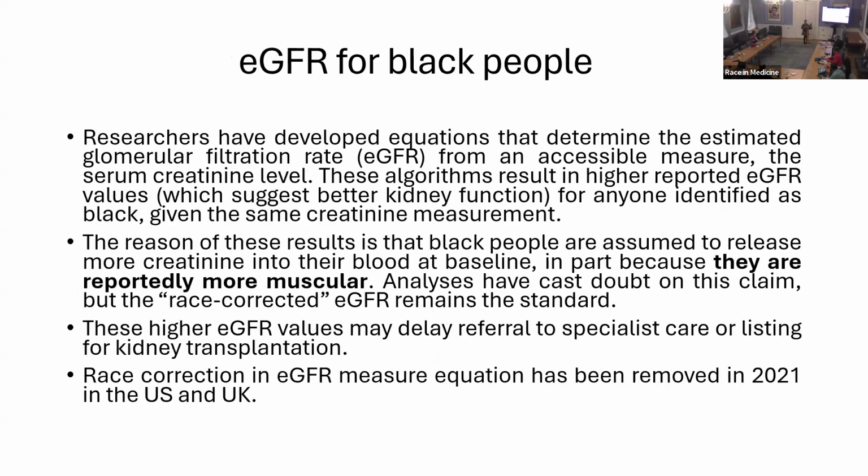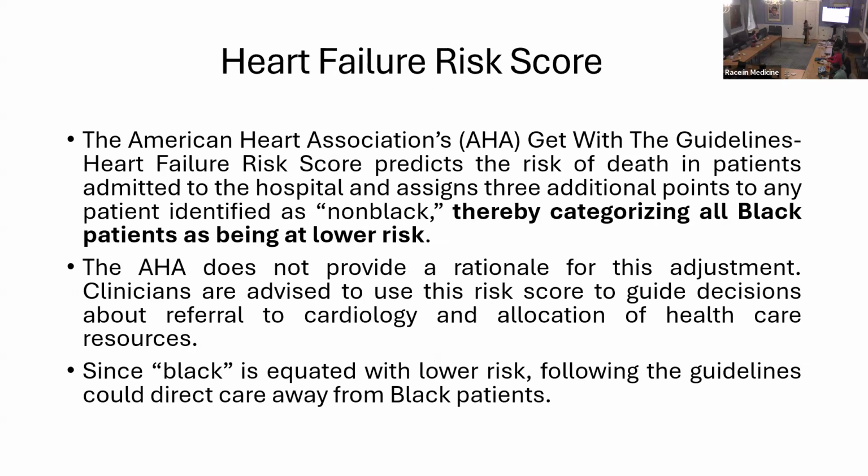Yesterday, Azita told us about the eGFR for Black people, so I'm not going through this slide. But another example of risk correction is a heart failure risk score, which categorizes all Black patients as being at lower risk. The American Heart Association does not provide a rationale for this adjustment. Clinicians are just advised to use this risk score to guide decisions about referral to cardiology and allocation of healthcare resources. Because Black is equated with lower risk, following the guidelines could direct care away from Black patients. So race correction acts as a barrier to healthcare for Black people.